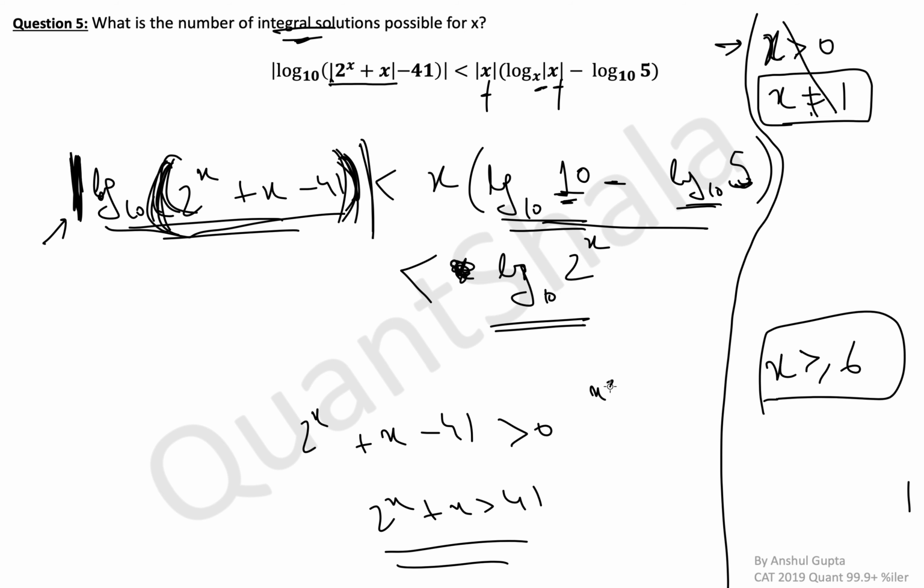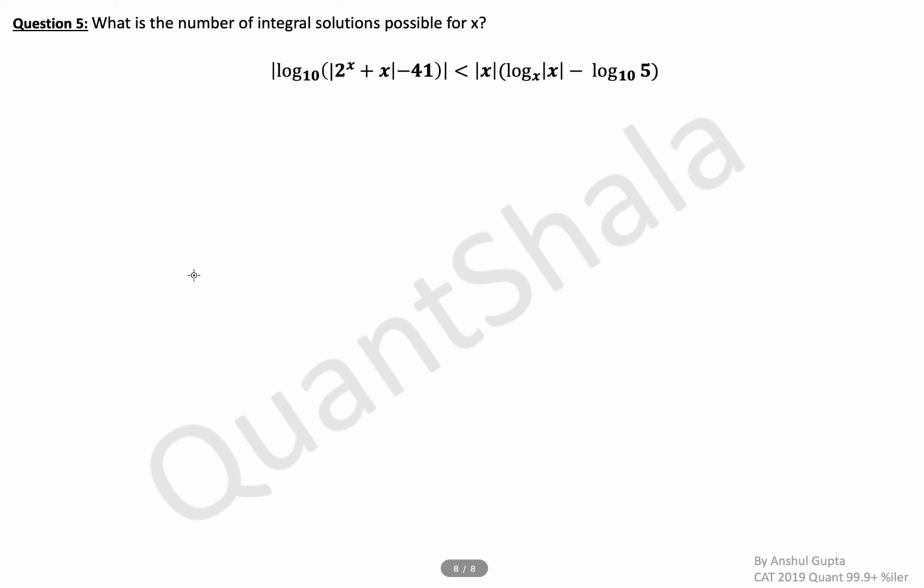For x equal to 5 it is less than 0, for x equal to 6 it is greater than 1, because it is 70 minus 41. Much greater than 1. So for us this thing will always be positive, which means on the LHS also we can remove the mod sign. I'll just write down the thing that we've got here.